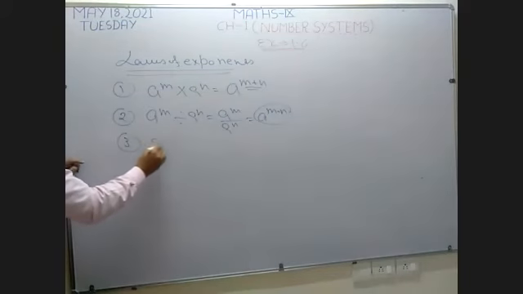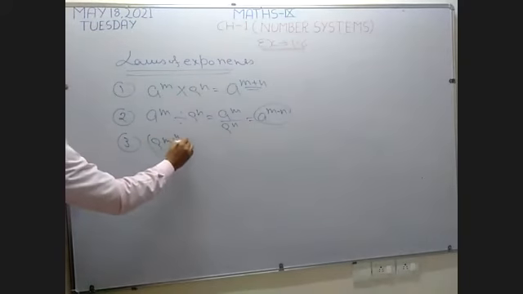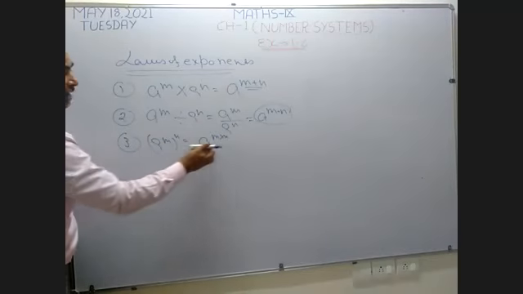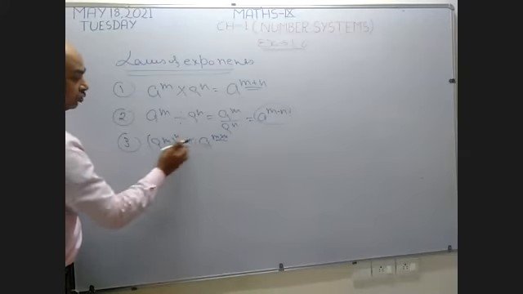Third rule, a raised to power m and its power is n. Then the answer becomes a raised to power m into n. These two powers, exponents, are going to multiply. Answer becomes a raised to power m into n. I want to multiply these two terms.